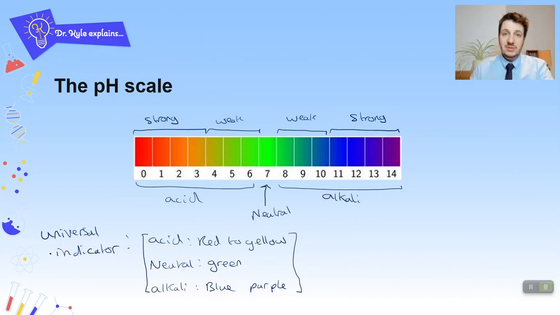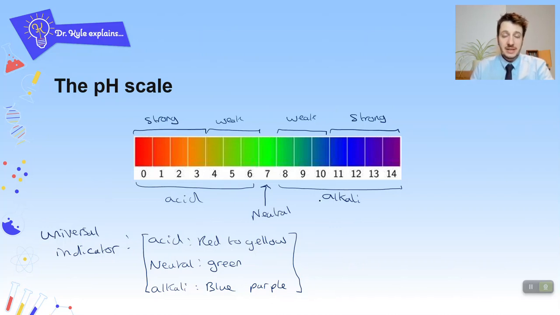But you need to realise this is only in universal indicator. So the pH scale runs from 0 to 14 regardless. You can have an acid that is pH 1. That does not mean that it will be red. It will only be red if you add a universal indicator to it. If you add a different indicator to it, something like, say, phenolphthalein, it might change colour, but it's not going to give these kind of colours.